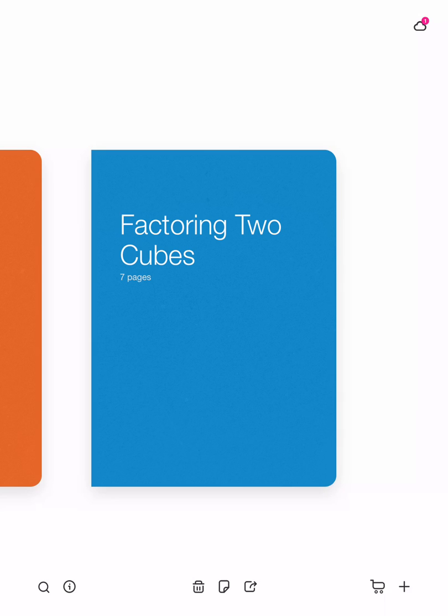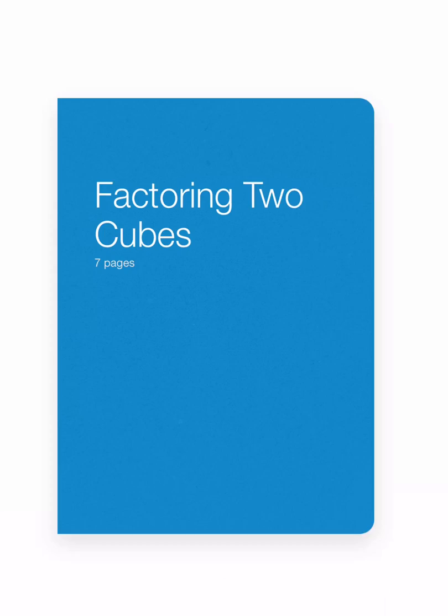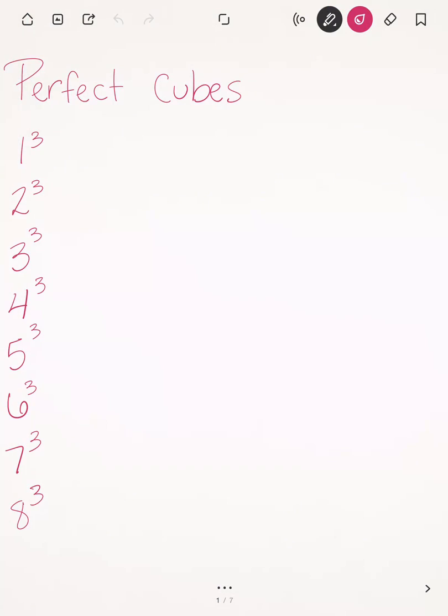In this video, you will learn how to factor a sum and a difference of two cubes. Starting off, we're going to look at what a perfect cube is. Perfect cubes are 1 cubed, 2 cubed, 3 cubed, 4 cubed, 5 cubed, 6 cubed, 7 cubed, 8 cubed, and so on and so forth.